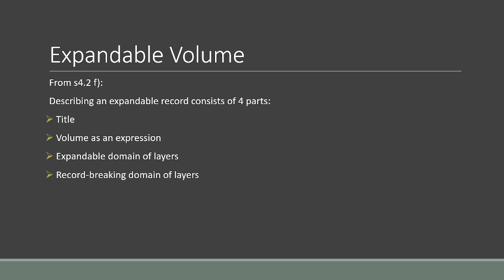We also need to tell people which part of the domain, as a subset of the expandable domain of layers, is record breaking. Because while an expandable door can have a large domain, we still need it to be record breaking for a certain part of the domain. So we need to state that as well.